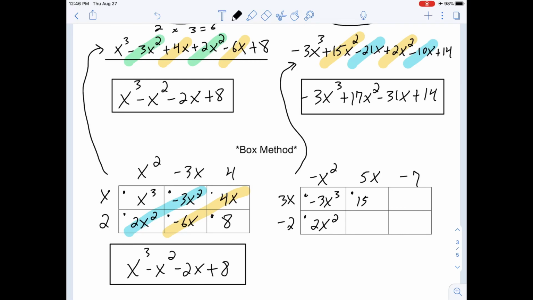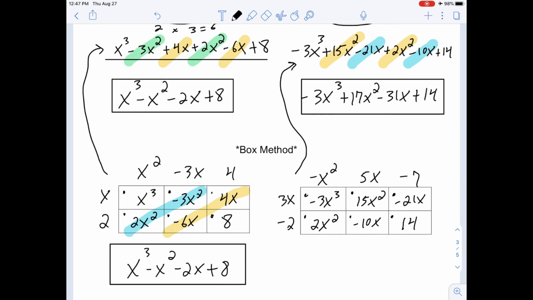Here, 3x times 5x is 15x squared. Here, negative 2 times 5x is negative 10x. Here, 3x times minus 7, negative 21x. And then here, negative 2 times negative 7 is positive 14. And again, you can see that all of those match up.